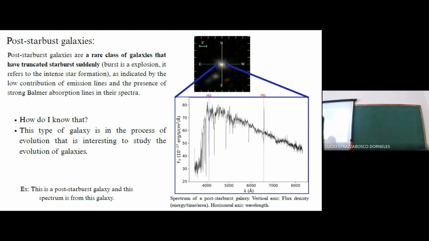How do I know that? How do I know this information? Just looking at this beautiful thing that we call a spectrum. So I look at this spectrum and I take all this information. And this type of galaxy is in the process of evolution, and that is interesting for studying how the evolution of galaxies works. So this is a post-starburst galaxy, and this is the spectrum from this galaxy.